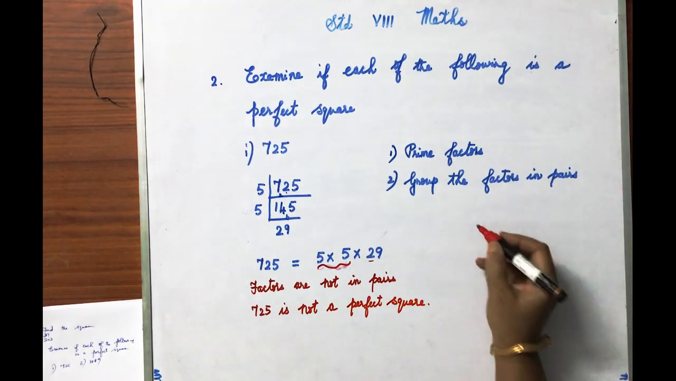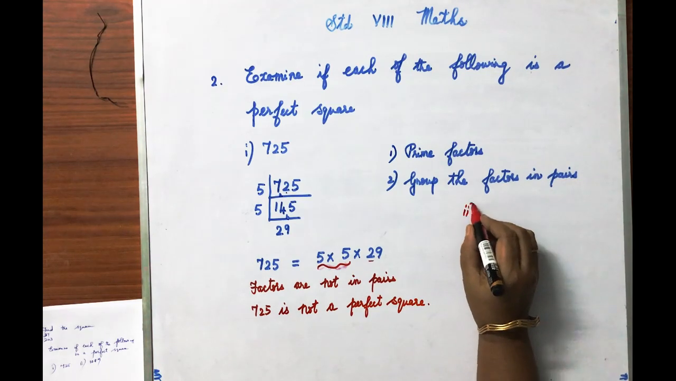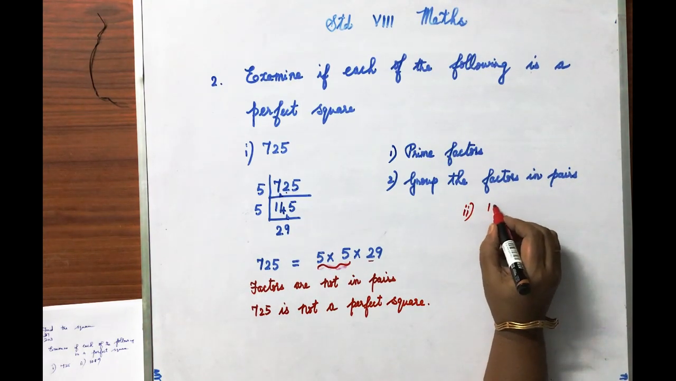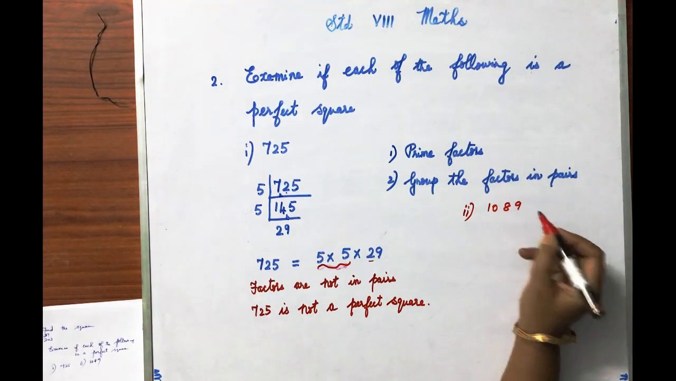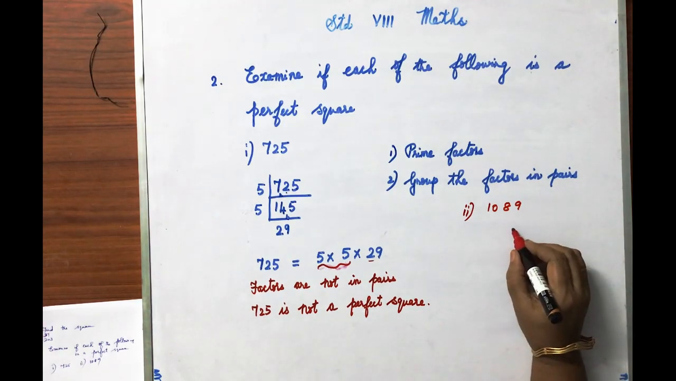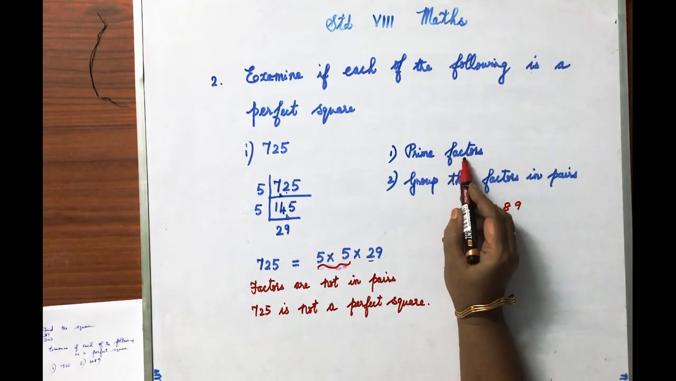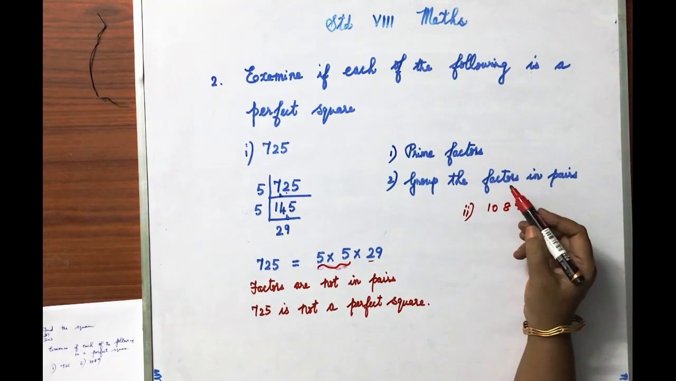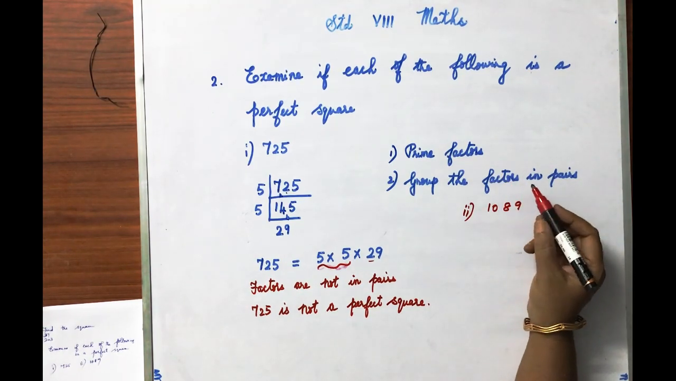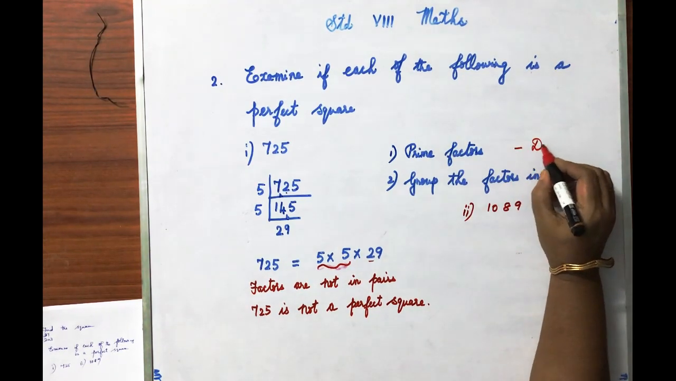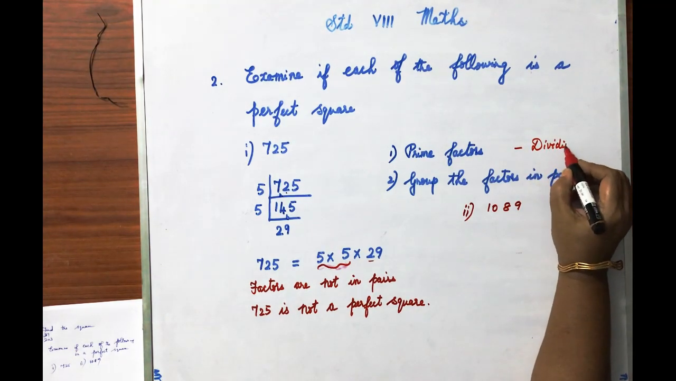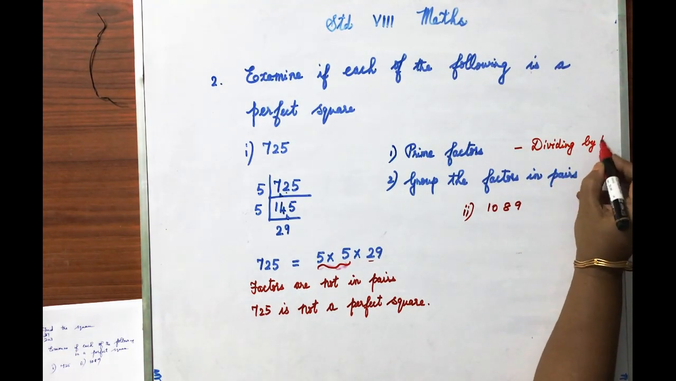Now the second sum is 1089. So what is the first step? We have to find out the prime factors. How will you find out prime factors? By dividing by the prime numbers.